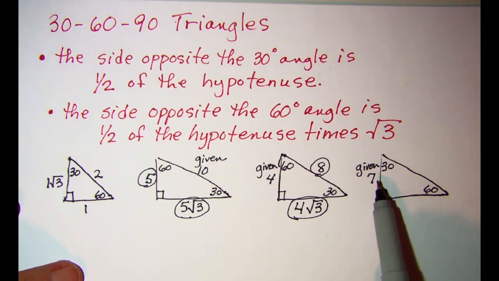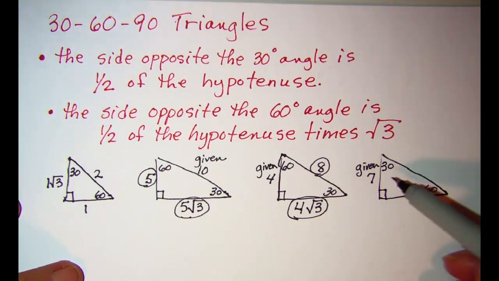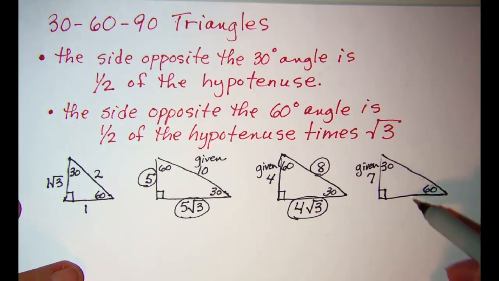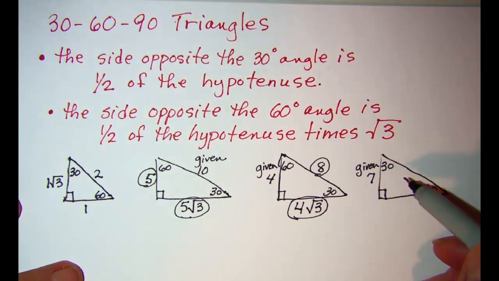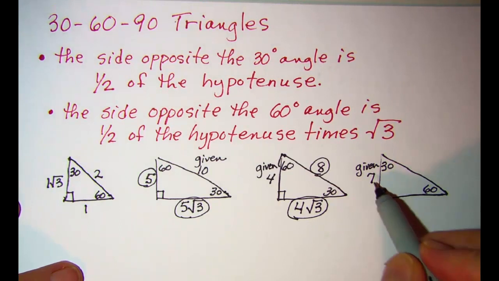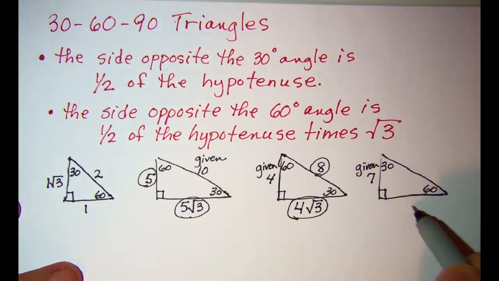All we have to remember is that the relationship between these two sides is, if I know the side opposite the 30, then I multiply it by the square root of 3 to get the side opposite the 60. So if I know the side opposite the 60, I divide that by the square root of 3 to get the side opposite the 30.